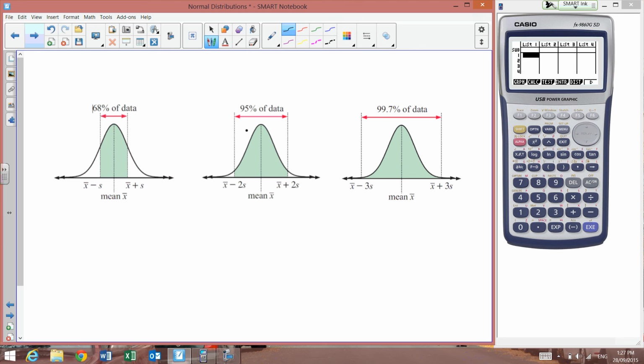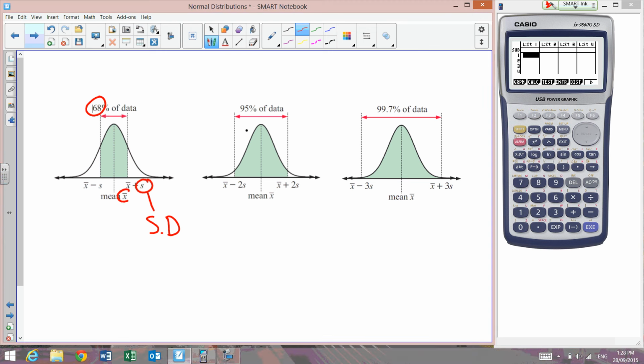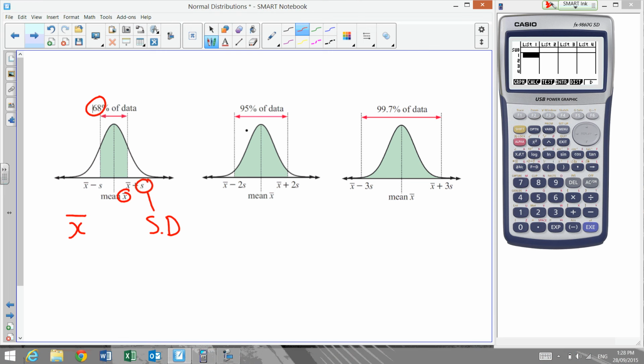One of the things we know about a normally distributed set of data is that 68% of that data lies within one standard deviation of the mean. So remember that X bar is the mean. 95% of the data lies within two standard deviations, so +2 and -2. And finally, 99.7% of data lies within three standard deviations, so plus and minus 3 standard deviations.